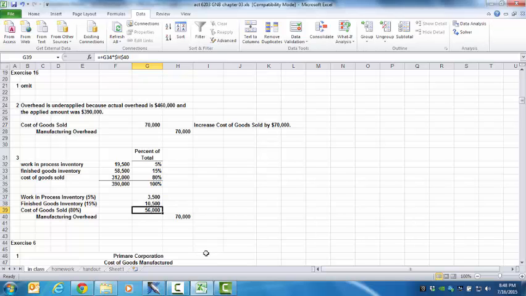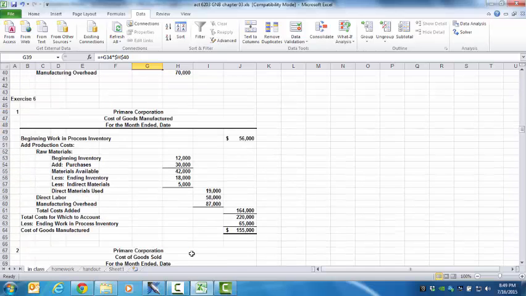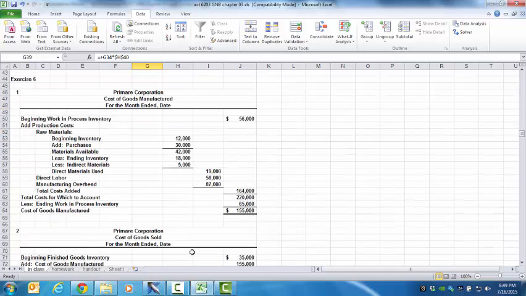Exercise 6 is the actual formal report that I just mentioned to you we're going to prepare. And so this is wanting us to do it for Primary Corporation. And exercise 6, part 1 says prepare the cost of goods manufactured. So I'm going to take that beginning work in process, and that's given to me in the exercise as $56,000. I need to add the materials. Now, they were not given to me.